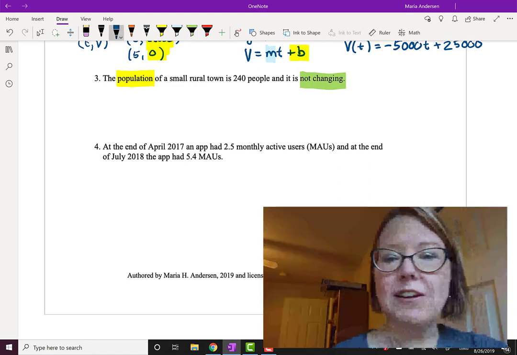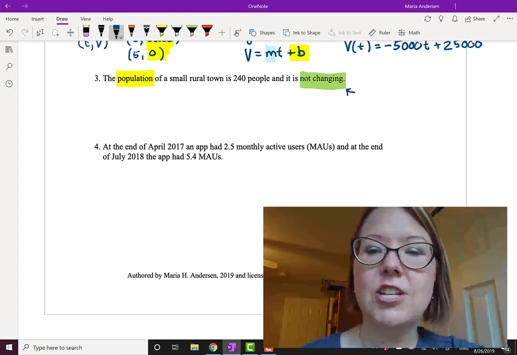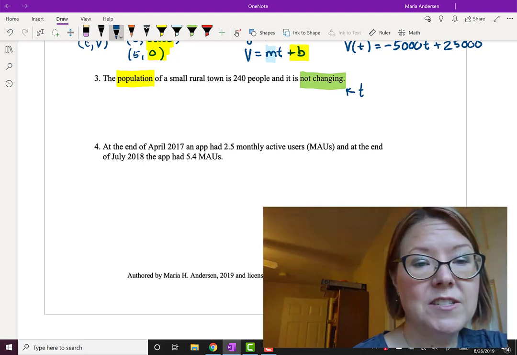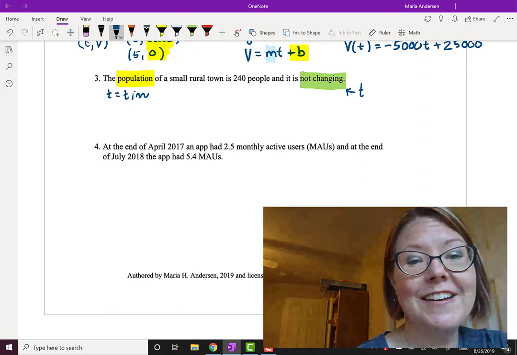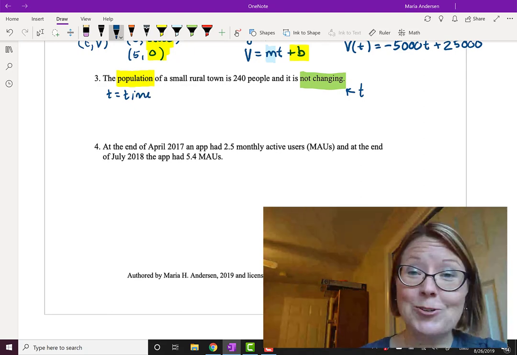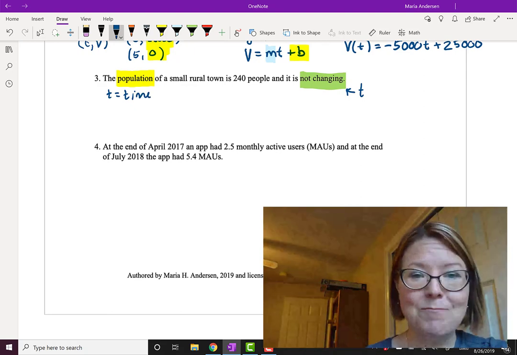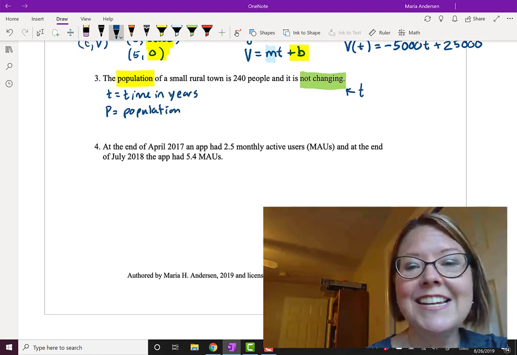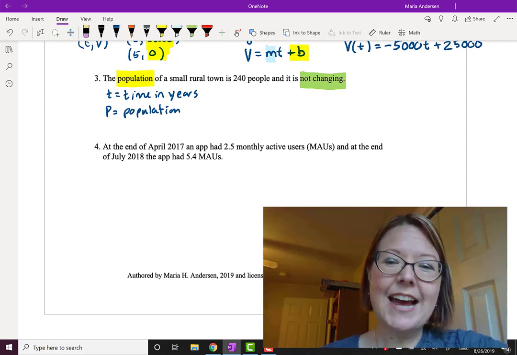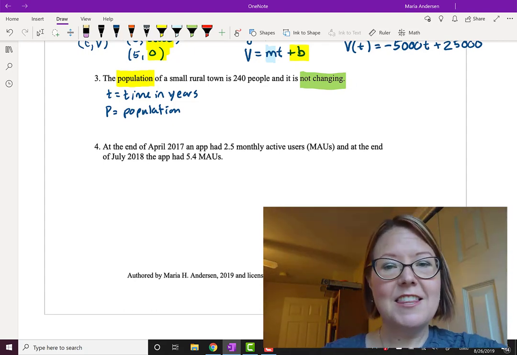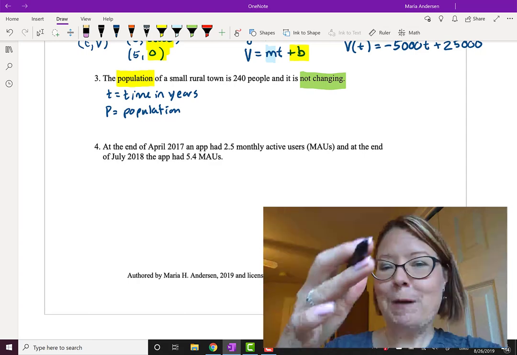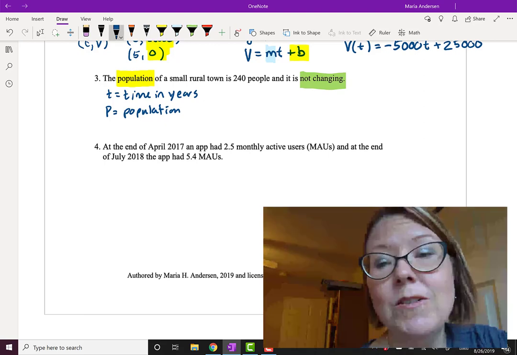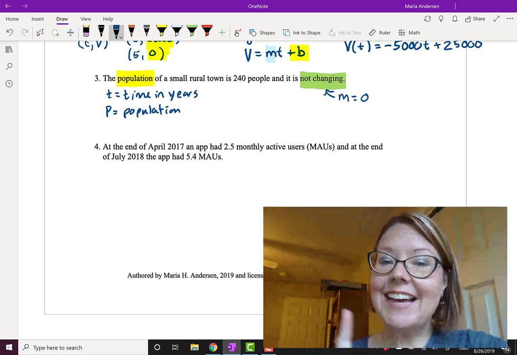So if we were going to declare two variables, we would say this not changing is really some kind of time. Measure it in whatever you'd like. So let's just say t equals time. We don't really have a designation for whether it's years or months. If you'd like, we can just pick one, time in years. And let's let capital P be the population. Now, not changing, it's actually representing the slope. It's saying that the population is not increasing, the population is not decreasing, it's staying exactly the same. And what that tells us is that the slope is actually 0.